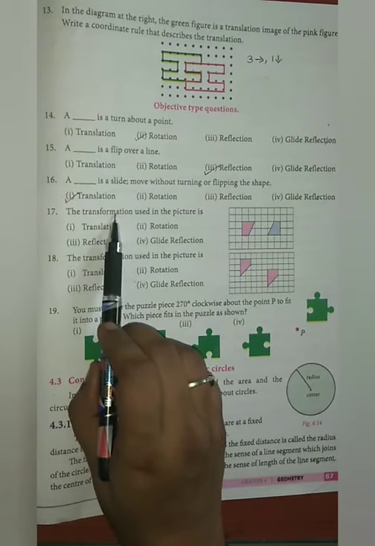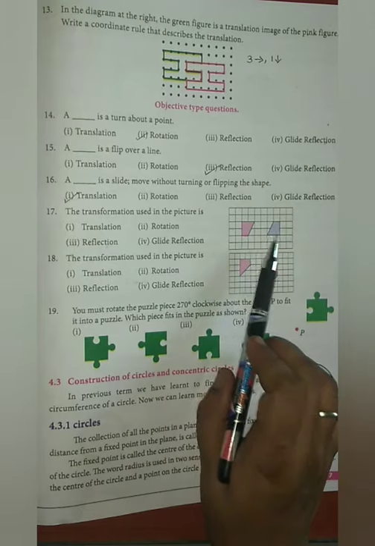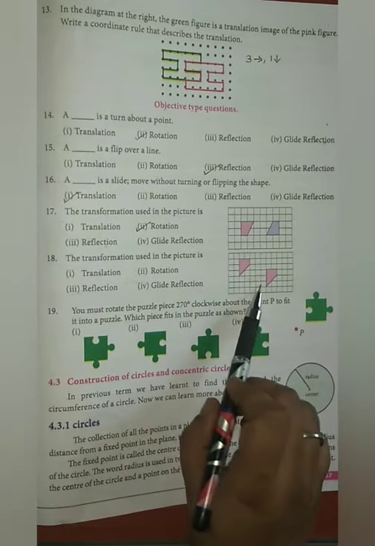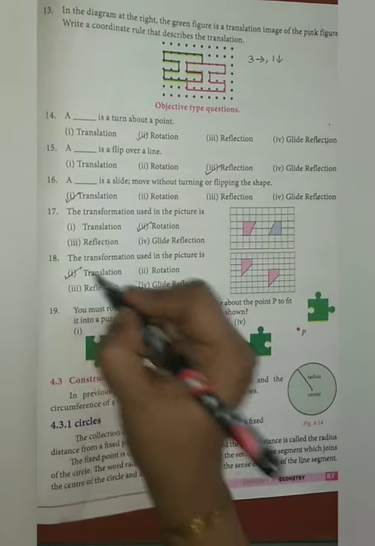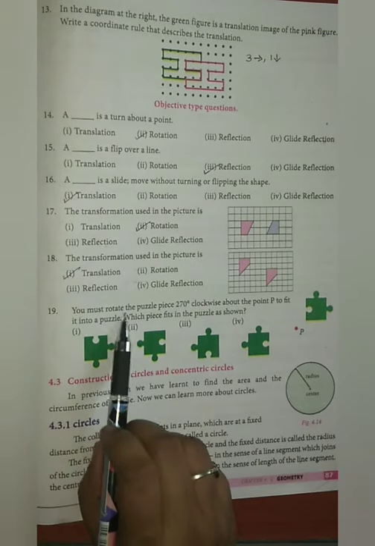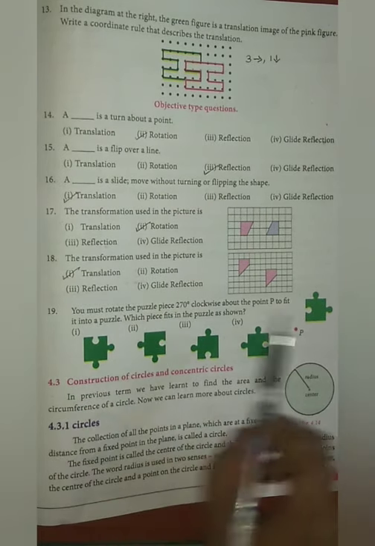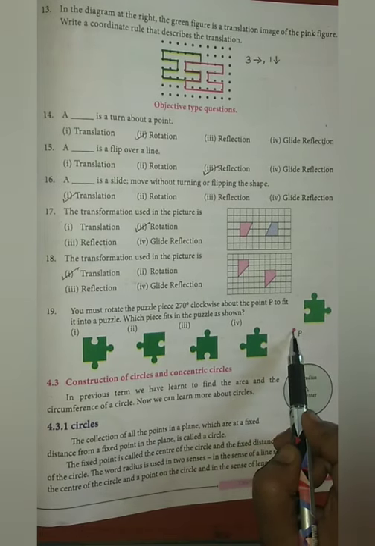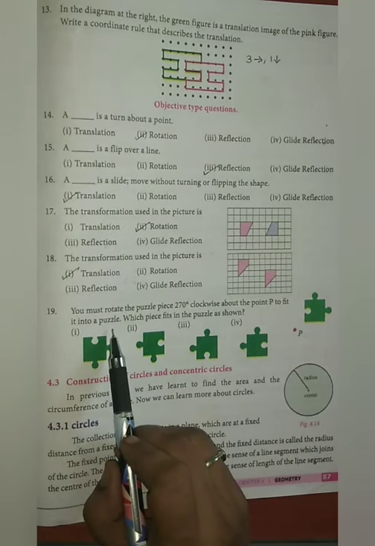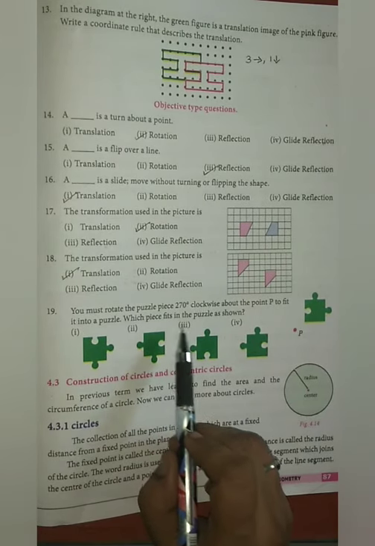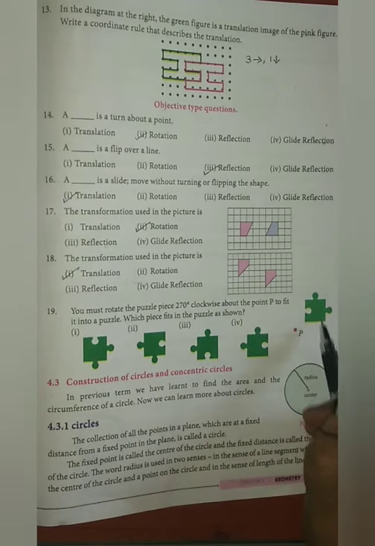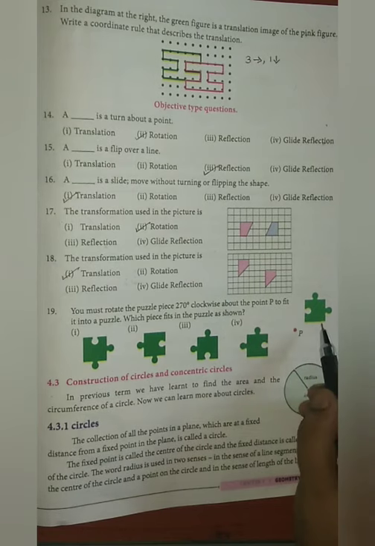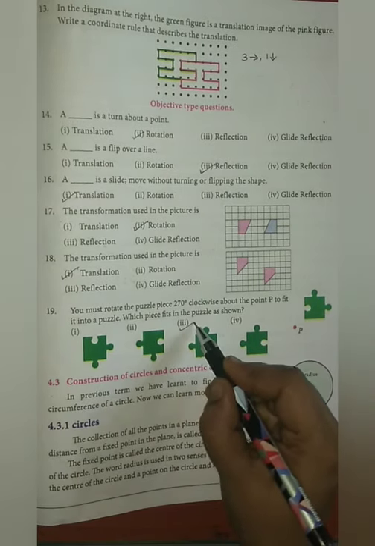17th one, the transformation used in the picture is rotation. 18th one, the transformation used in the picture is translation. 19th one, you must rotate the puzzle piece 270 degrees about the point P to fit it into a puzzle. Which piece fits in the puzzle as shown? When you rotate 270 degrees, the shape will look like this.